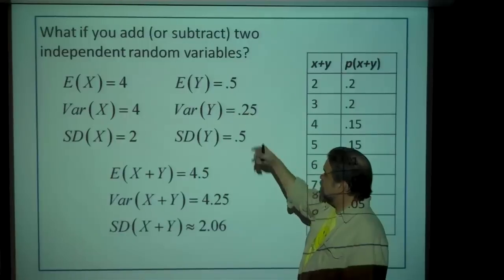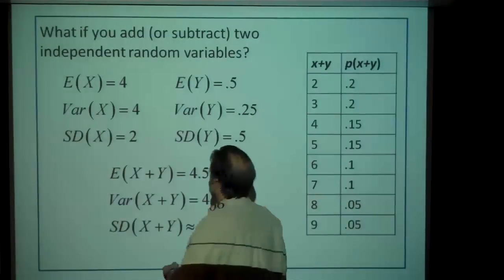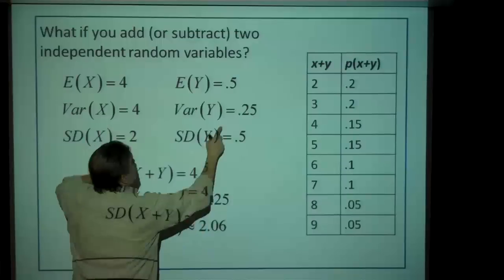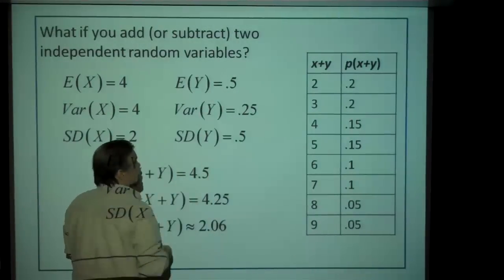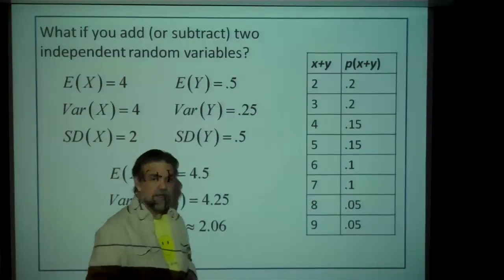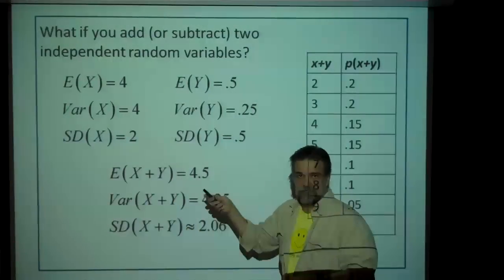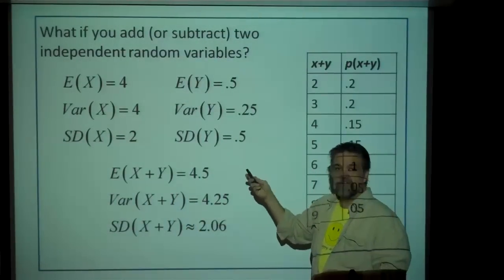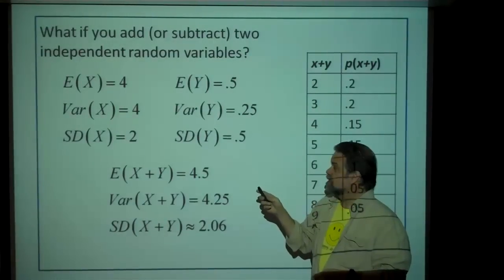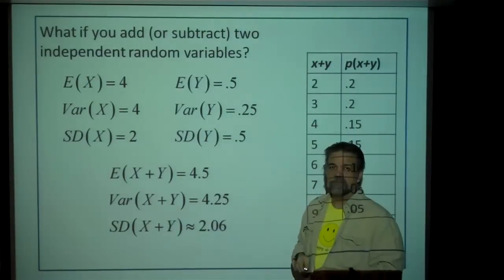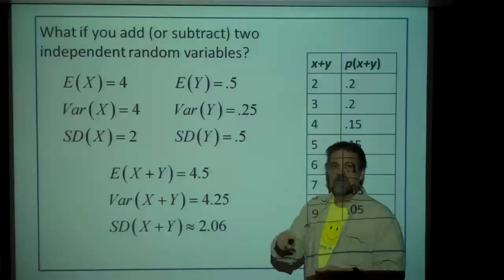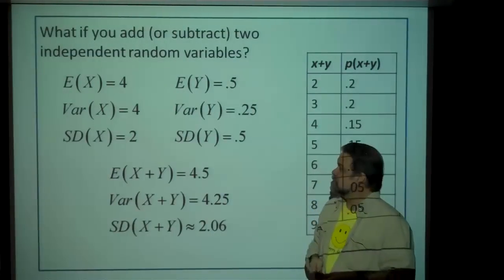But what does that have to do with these numbers? Well, what it has to do with is that 4.5 is 4 plus 0.5. 4.25 is 4 plus 0.25. So what that means is the mean of the sum is the sum of the means, and the variance of the sum is the sum of the variances. Standard deviation, it's just the square root of the variance, okay? First calculate the variance, then take the square root of that, and that's your standard deviation.